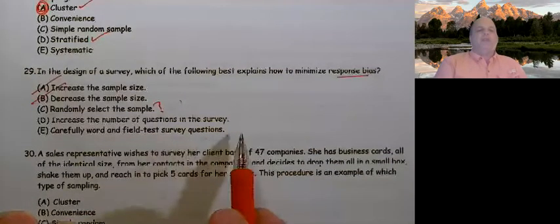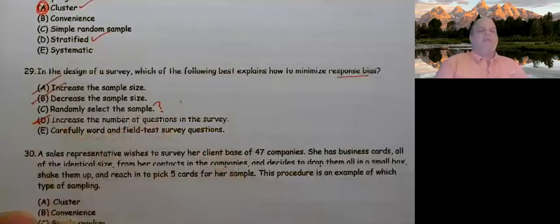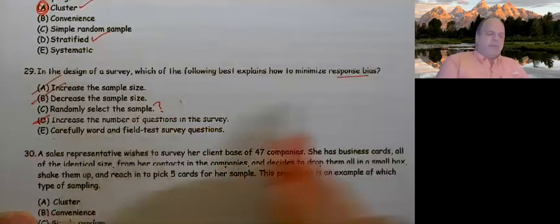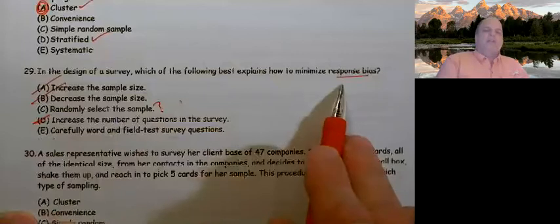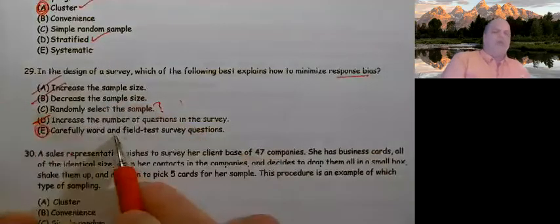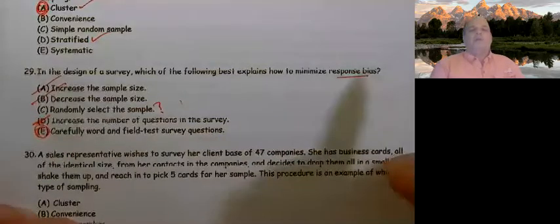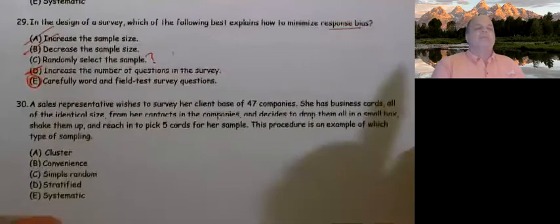Increase the number of questions in the survey. That just doesn't do anything. That doesn't help with bias. Carefully word. Well, remember, response bias is either a sensitive question or a poorly worded question. So letter E, if I carefully word and field test it, then I get rid of the poorly worded ones. So I get rid of some of my response bias.